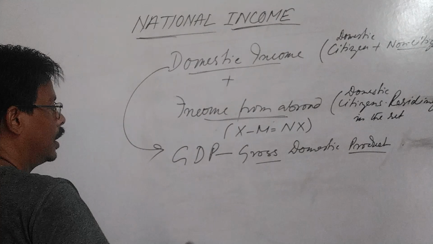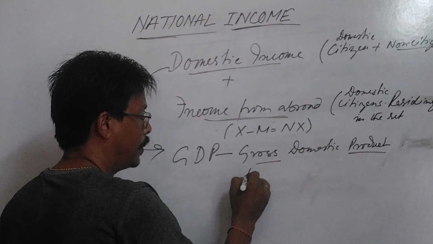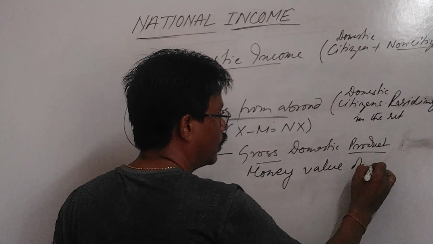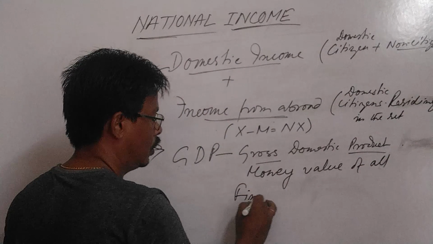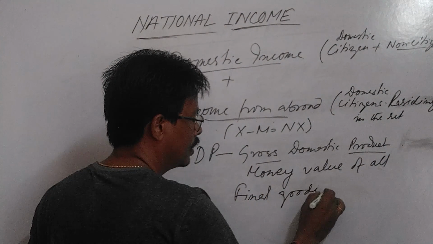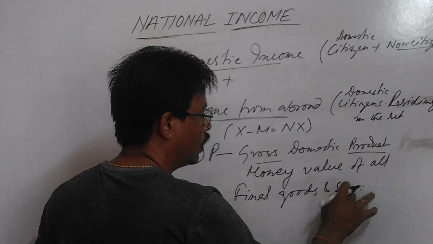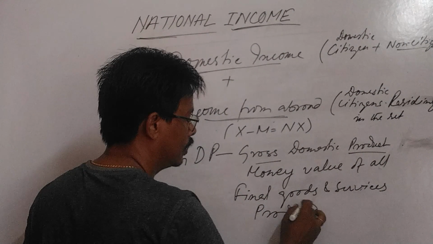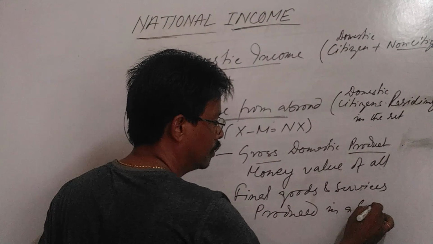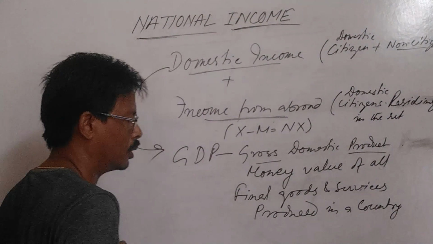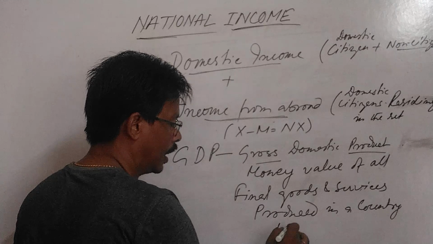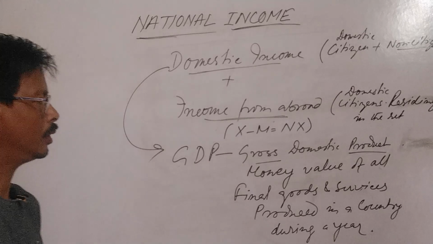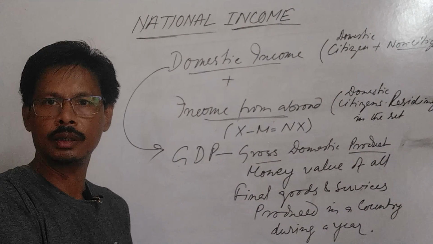Now what is gross domestic product? It is the money value of all final goods and services produced in a country. Means we are talking about domestic, so we couldn't write here economy. In a country during a year, it is calculated every year. We couldn't mix up the income of a year with another.